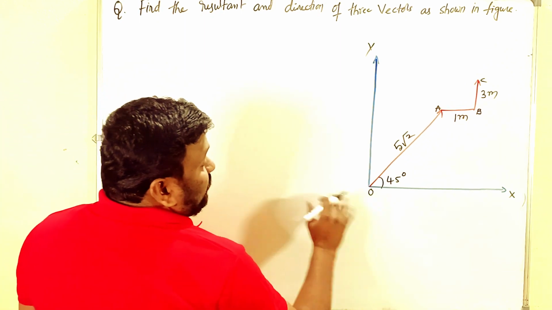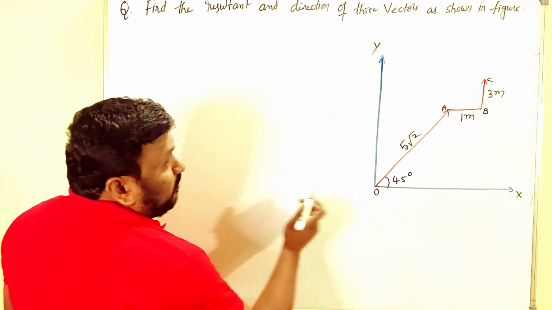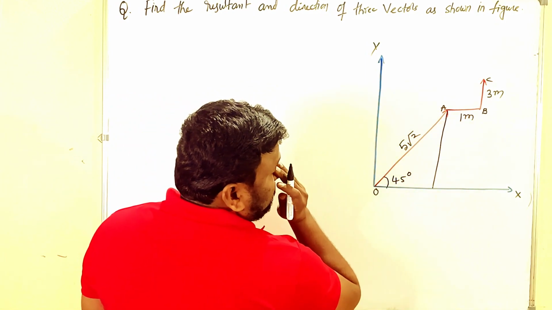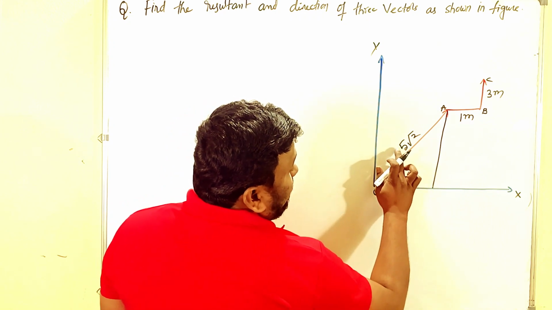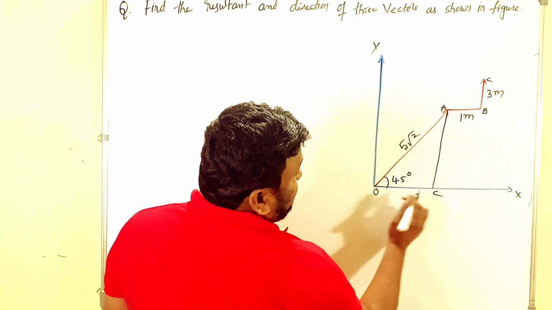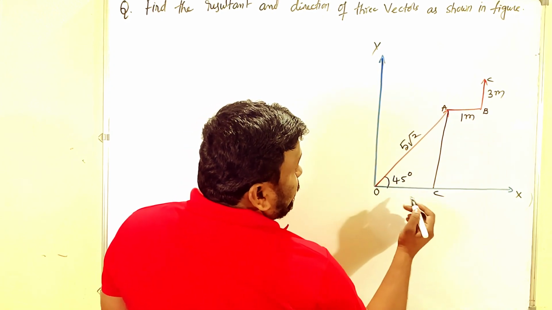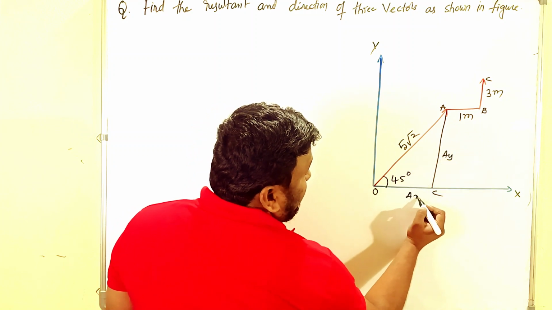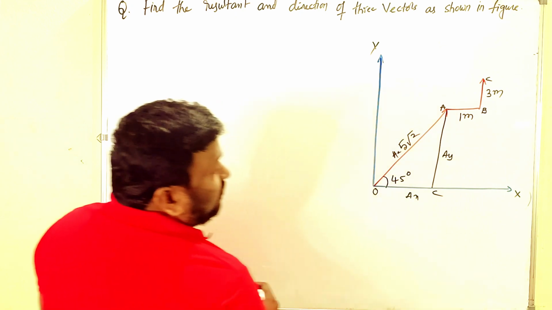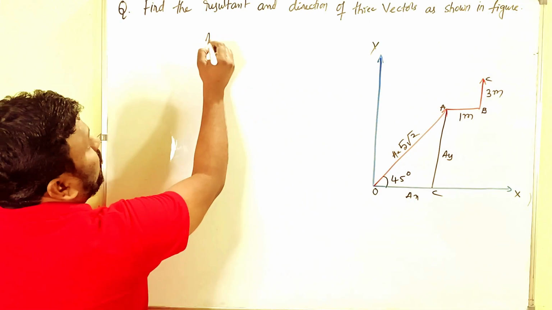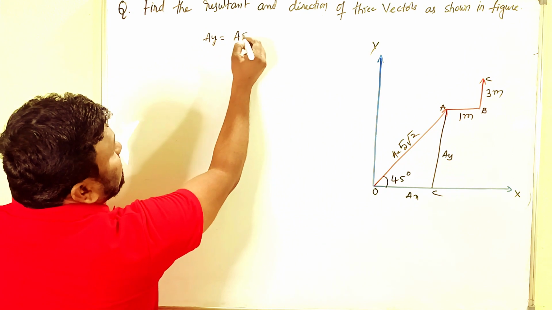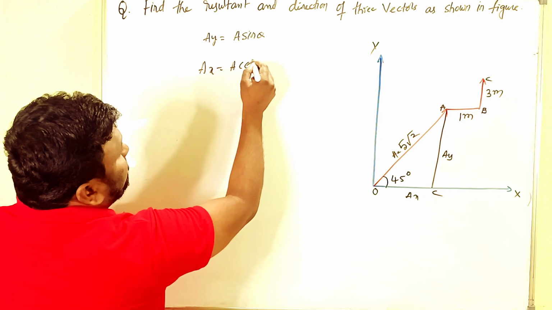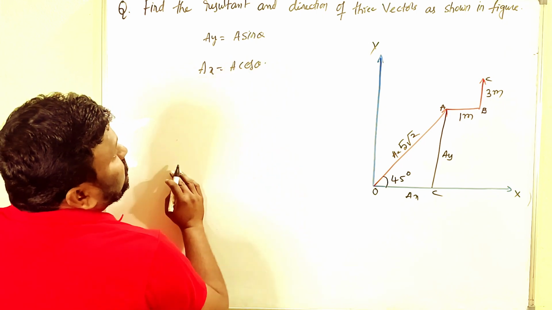Now how can we find the resultant and direction? First we have to check how much angle is there. This angle is 45 degrees. Clear? What is the value of the resultant here? From this triangle OAC, here this is AX, AY, and this is A. From that, vertical component: AY is equal to A sin theta, and AX is equal to A cos theta. Clear? AY is equal to A sin theta.